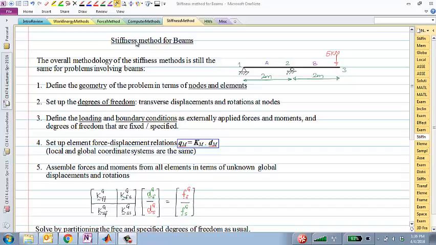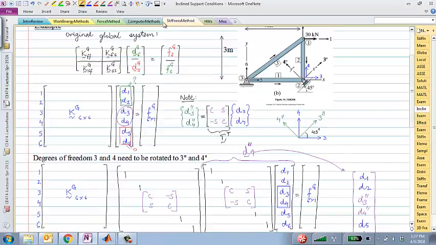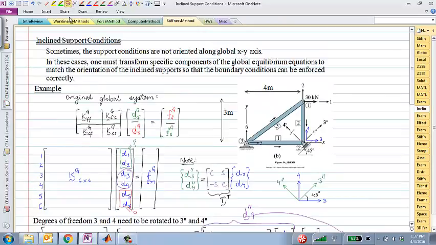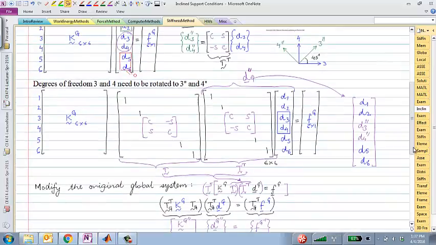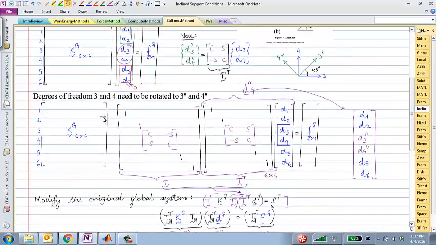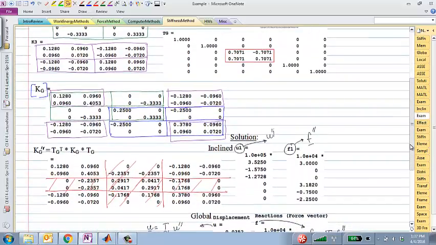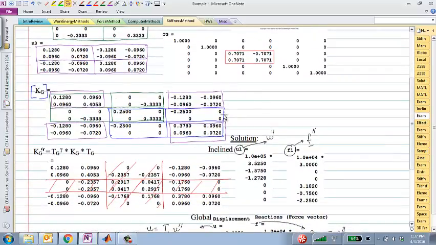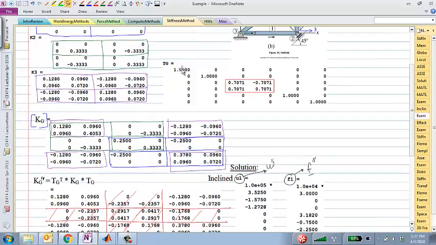So for example, if I go back to this particular example, where I had this truss with an inclined support, I could tell you what the global stiffness matrix for this truss is, which would be on the next page of the handout. I could tell you what this stiffness matrix is. And then I could ask you, what is the global transformation matrix, right?